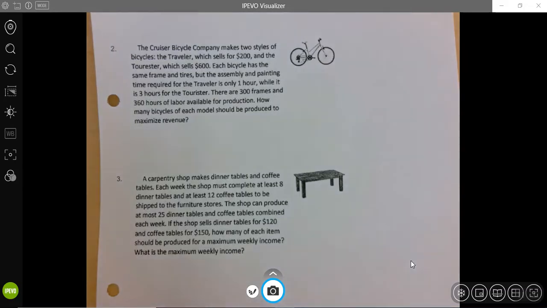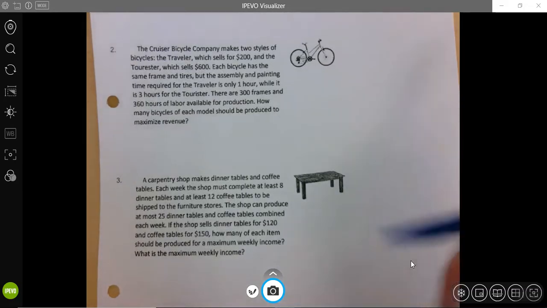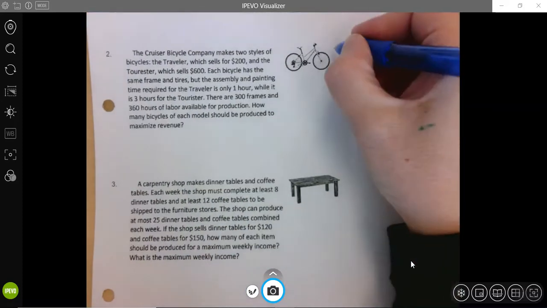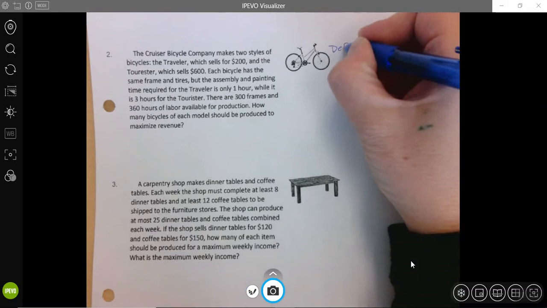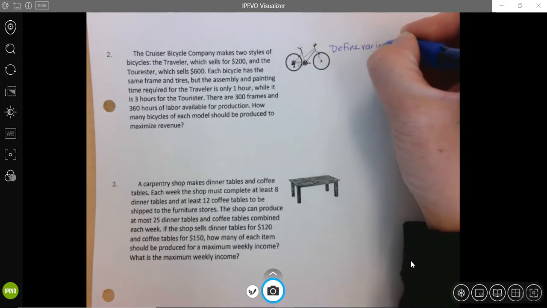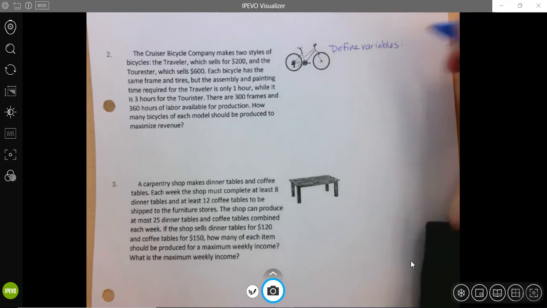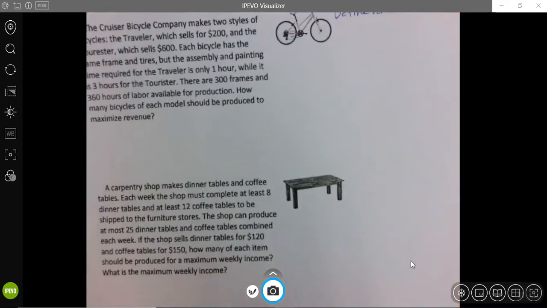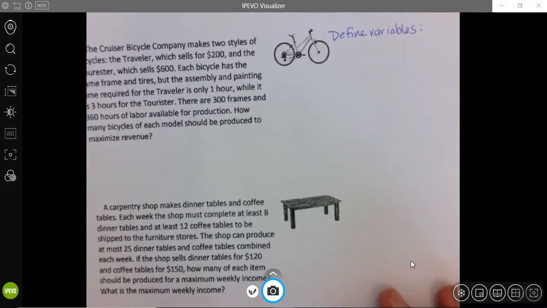Okay, so in problem 2, after you read over it, you need to start by defining your variables. So let's write down define variables. You're going to have to write kind of small to make sure that you have room for everything. So to define the variables, if you have trouble seeing, you can move up front.